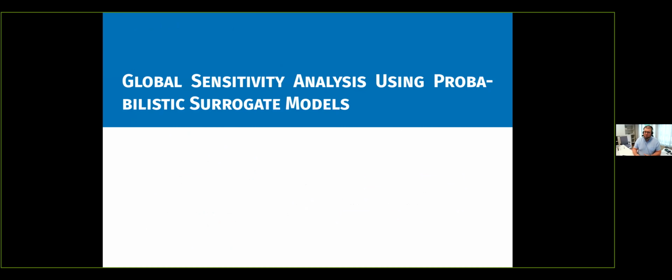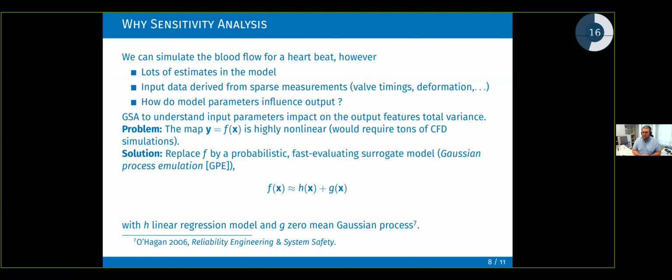And this is where the second part of my talk is about, the global sensitivity analysis using probabilistic surrogate models. So you have a CFD simulator, which you can think of as a hugely complicated nonlinear map from input data to output data. If you want to study how sensitive your simulator is to changes in the input parameters, and how this affects output parameters, you have certain options. If you do global sensitivity analysis, you would need to do Latin hypercube sampling of your input parameter space, and then you would need to run tons and tons of CFD simulations.